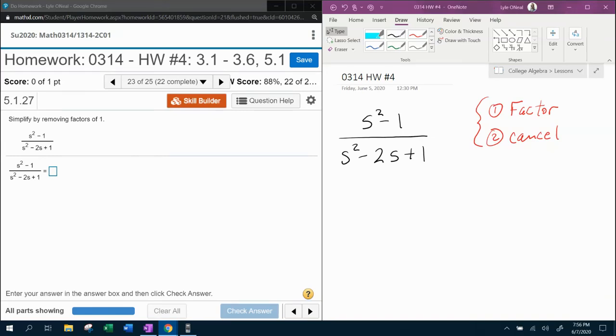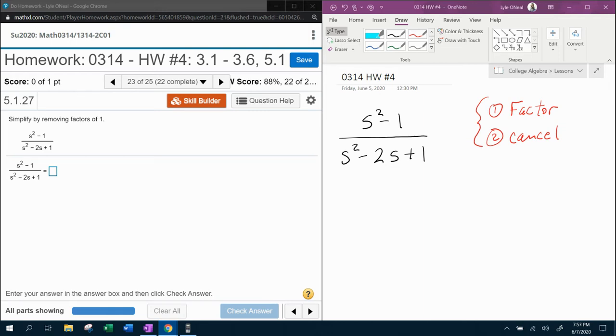Question number 23 from our 0314 homework number 4 in MyLab Math. The instructions say simplify by removing factors of 1. Okay, so here what they mean is to simplify the rational expression.